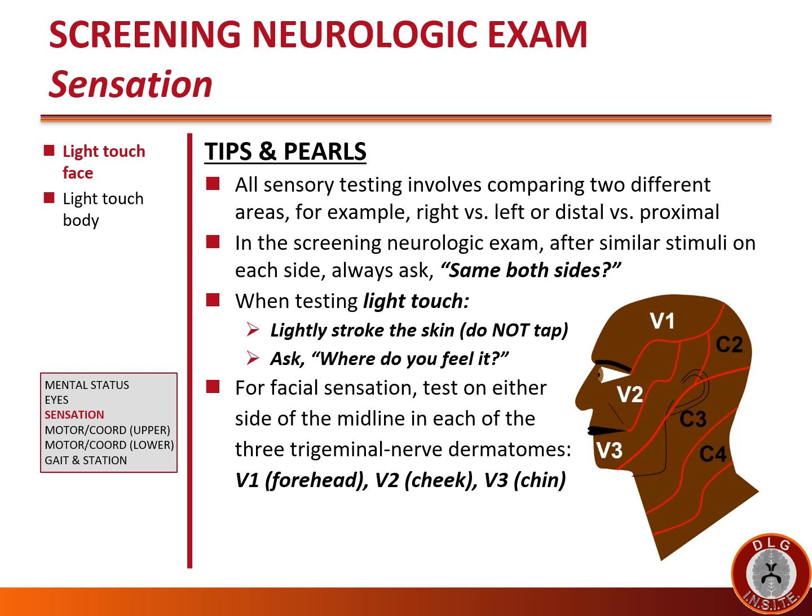Tips and pearls. Sensation, light touch face. All sensory testing involves comparing two different areas, for example, right versus left or distal versus proximal. In the screening neurologic exam, after similar stimuli on each side, always ask, is it the same on both sides? When testing light touch, lightly stroke the skin, do not tap, and ask, where do you feel it? For facial sensation, test on either side of the midline in each of the three trigeminal nerve dermatomes: V1 over the forehead, V2 over the cheeks, and V3 over the chin.